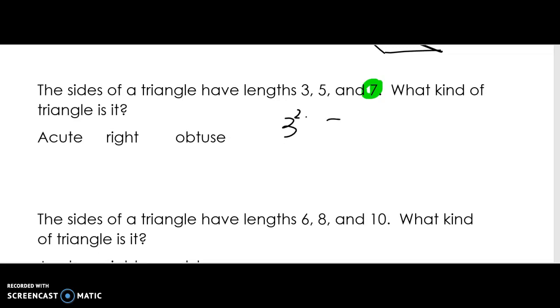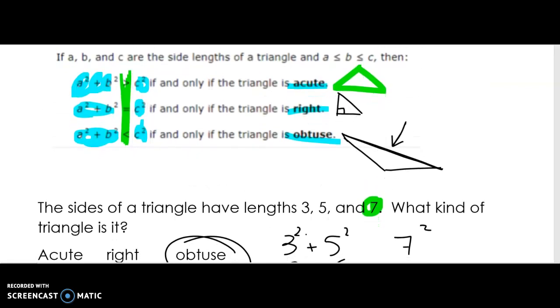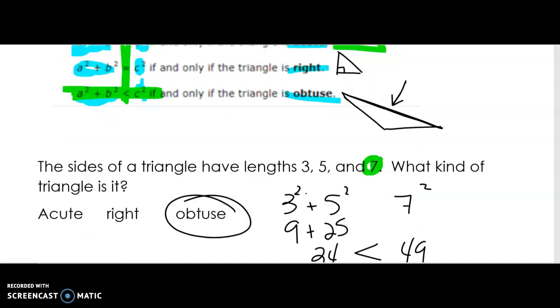So 3 squared and 5 squared, we're going to add those together, and then we're going to get c squared. 9 plus 25 is 34. 7 squared is 49. If 34 is smaller than 49, then it is obtuse, because that's what this says right here.